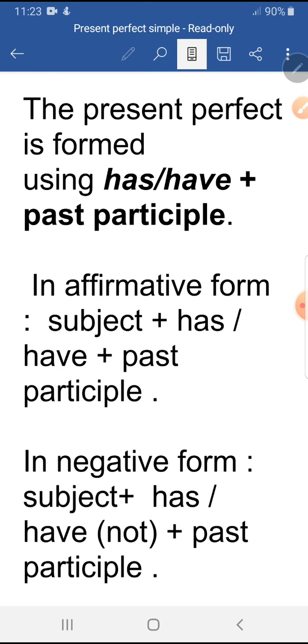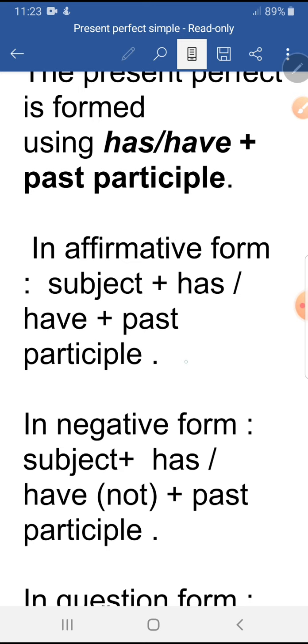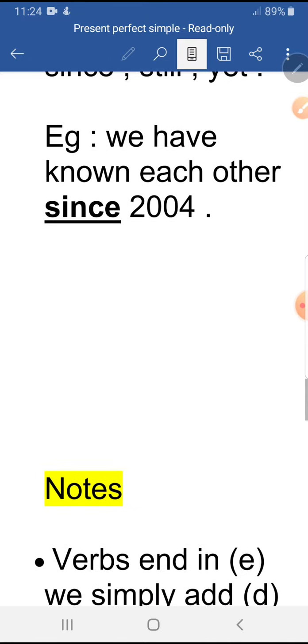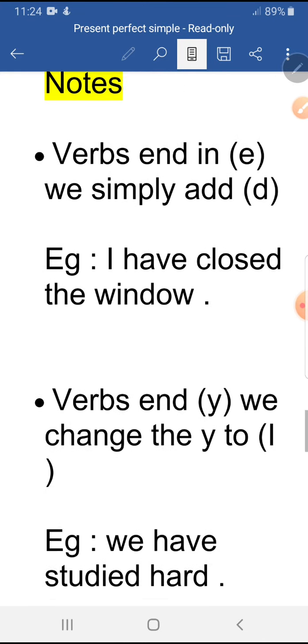So how do we form the present perfect? With regular verbs, we use have or has plus the past participle. And pay attention: if the verb ends with E, we simply add D. Let me show you in this example.